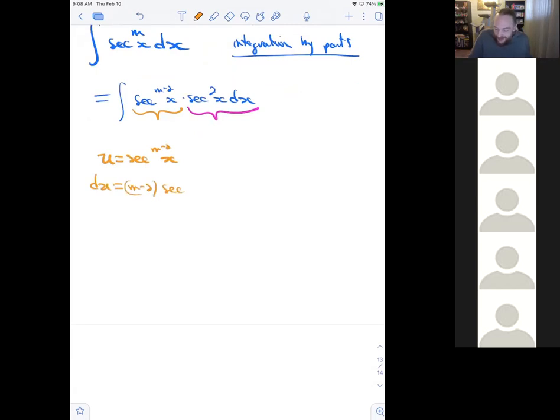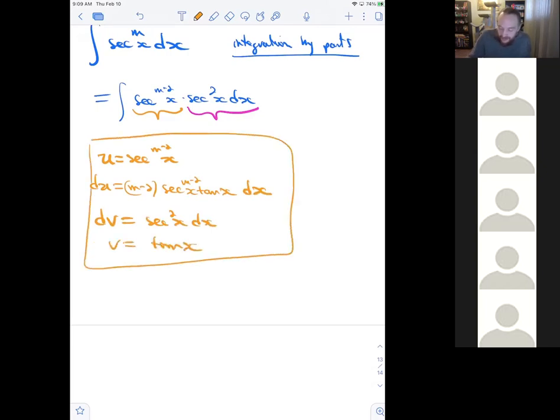Then du is going to be m minus 2 times secant^(m-3), but then by the chain rule times the inside, which will be secant times tan. So this is not a mistake. You can work it out, but that's the different dx. And then dv is going to be secant squared x dx. So v is going to be tan x. There's my integration by parts. So what does that give me?